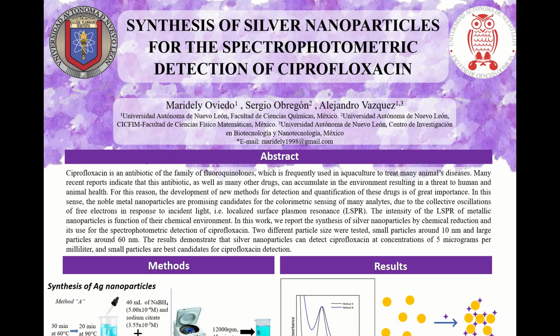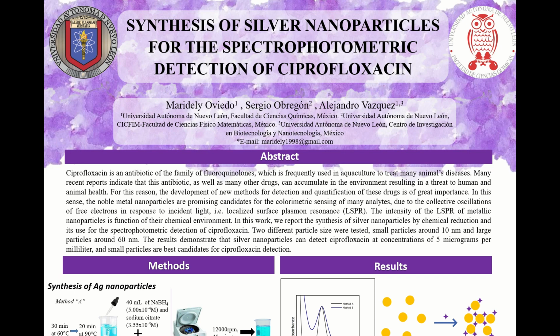In this sense, novel metal nanoparticles are promising candidates for the colorimetric sensing of many analytes due to the collective oscillation of free electrons in response to incident light, localized surface plasmon resonance, LSPR. The intensity of the LSPR of metallic nanoparticles is a function of their chemical environment.